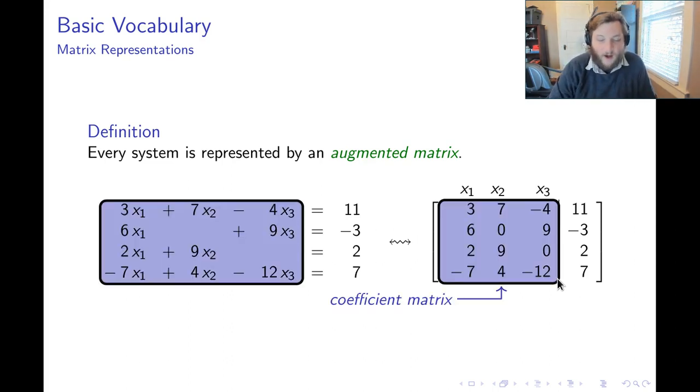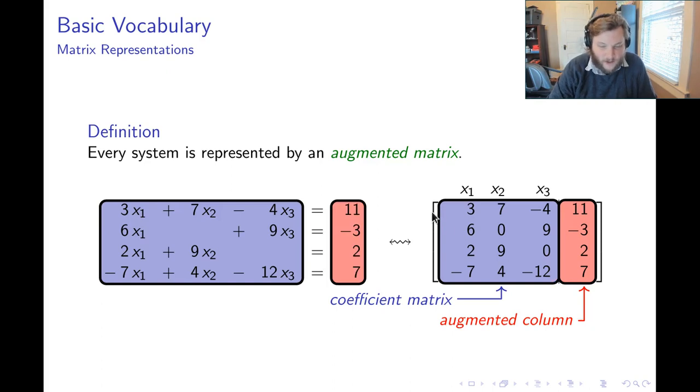And so what we do now is we just take all of the coefficients that occurred to the right of the equal sign and place them into the last column of this matrix. So that's to the right of that vertical bar. This is called the augmented column of our augmented matrix. So the idea here is that if you give me the system, I can represent it with an augmented matrix. And conversely, if you give me the augmented matrix, I can recover the system. So we're representing the data inside of the system using a matrix.